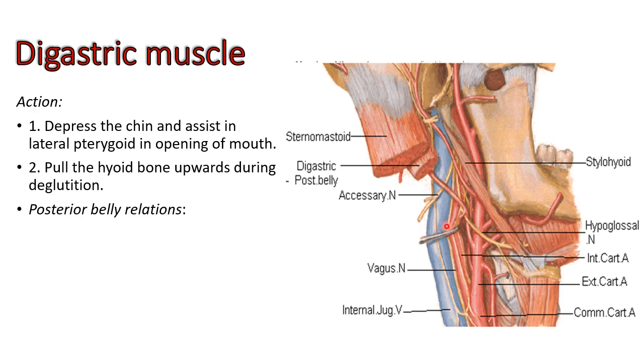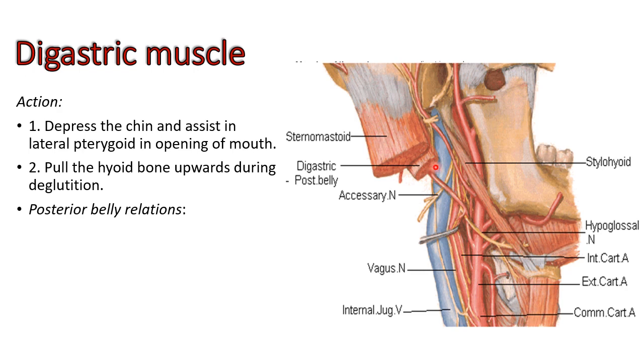Then between the internal jugular vein and the internal carotid artery, you can see the vagus nerve. So three cranial nerves, mainly the 10, 11 and 12, you can see. That is why the posterior relations of this posterior belly are important, or deep relations you can call it.